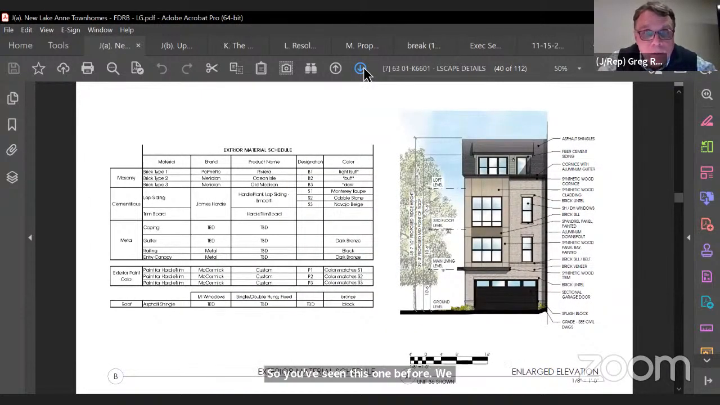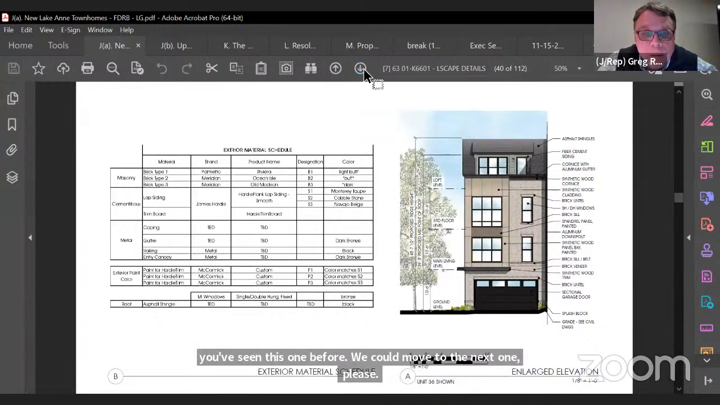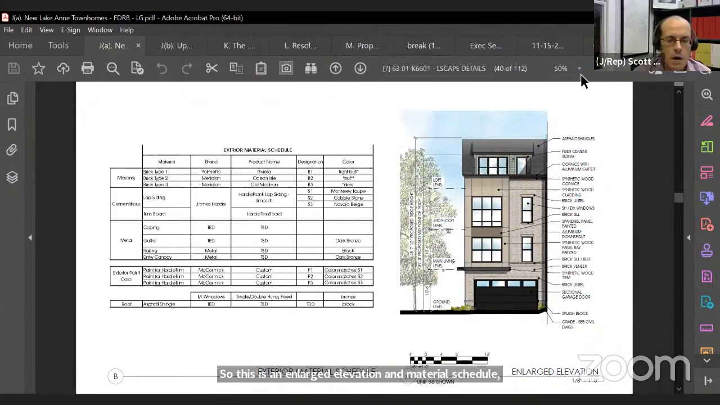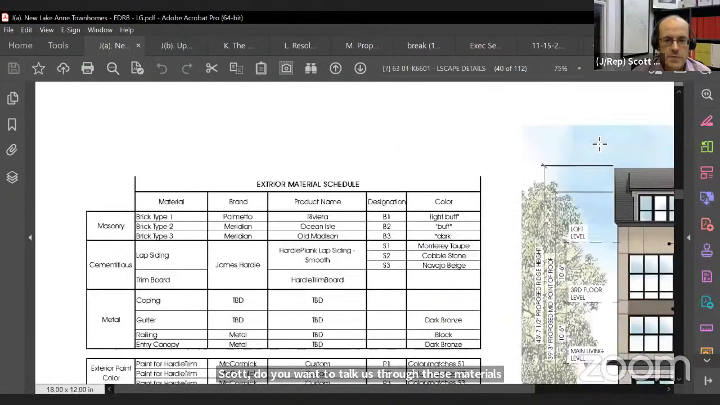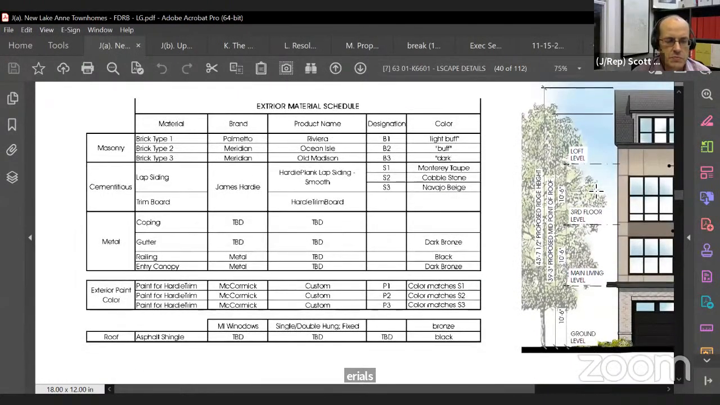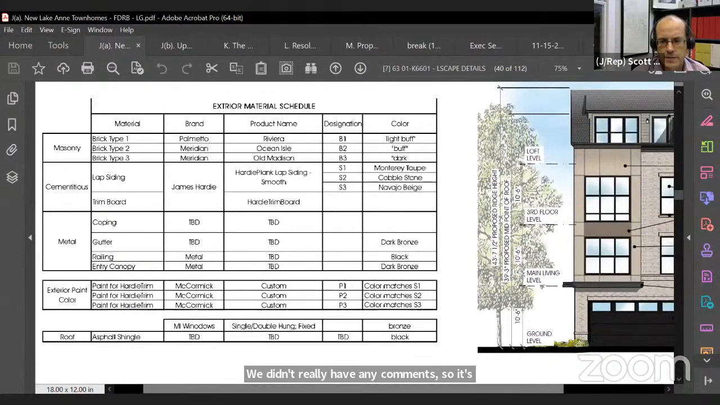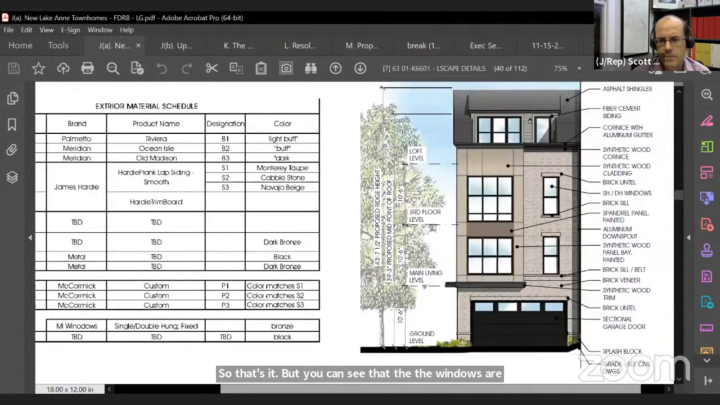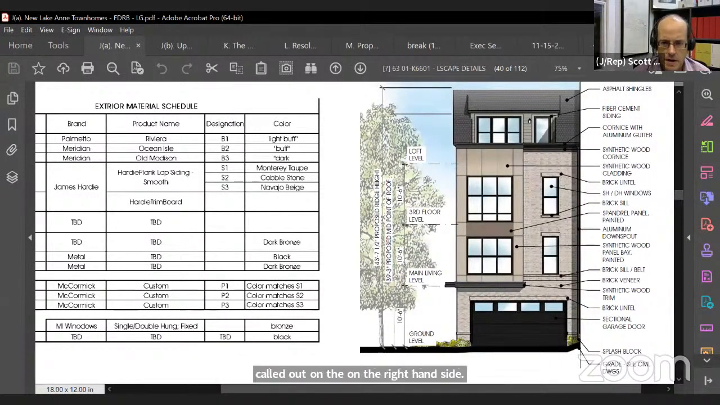So this is an enlarged elevation and material schedule. Scott, do you want to talk us through these materials? Well, technically, it's largely unchanged from the previous because in the materials themselves, we didn't really have any comments. So it's mostly been updated for the new elevations. You can see that the windows are called out on the right-hand side. We've got dark colored window frames, kind of contemporary appearance, and various dark cornices, a mixture of brick and the panels that, as I recall last time, we discussed as reveal panels.